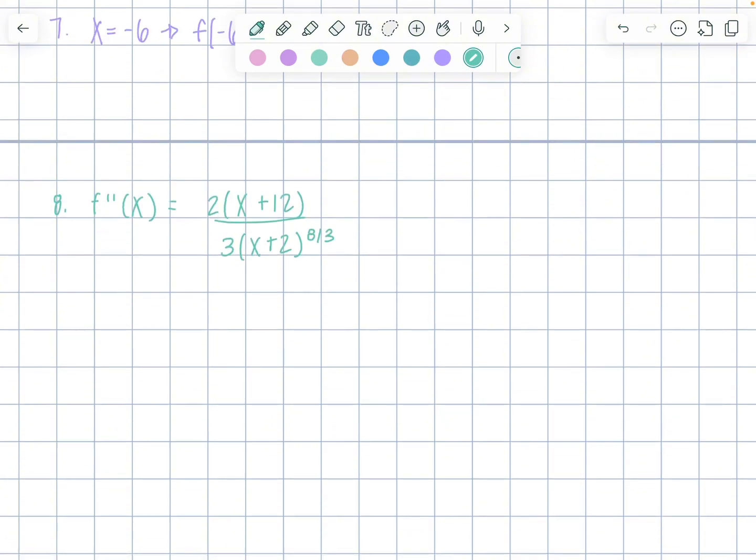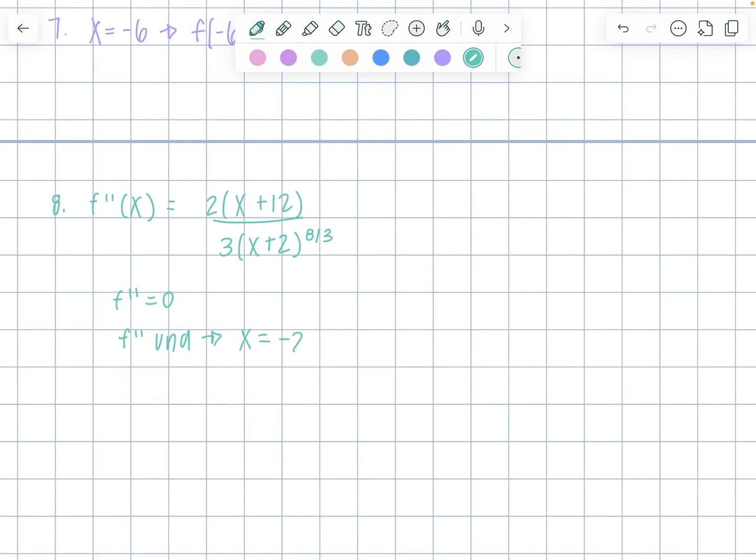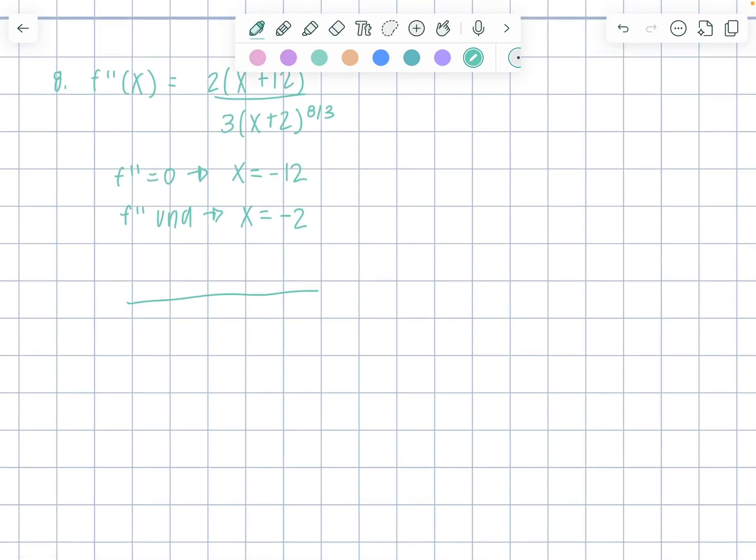These inflection points occur when f double prime of x is equal to 0 or when f double prime of x is undefined. Again, our function will be undefined when the denominator is equal to 0, which is at x equals negative 2. This time, our numerator will be equal to 0 when x equals negative 12. Again, we can use these two inflection points to create a sign graph of f double prime. Again, I will note that x equals negative 2 is a vertical asymptote.